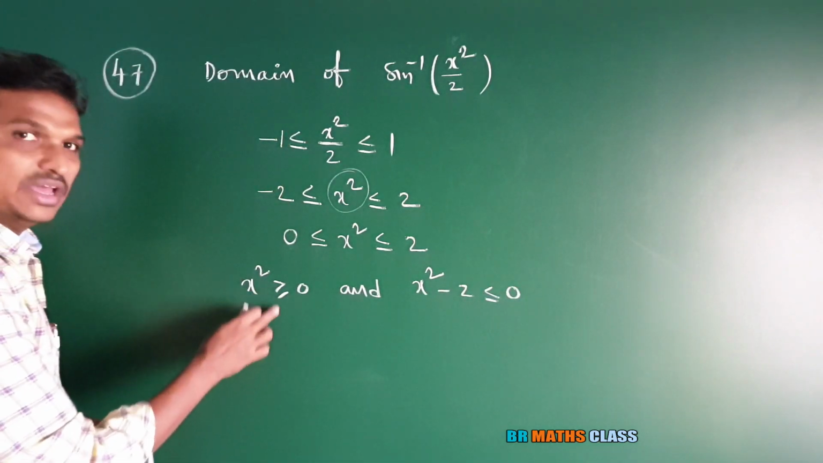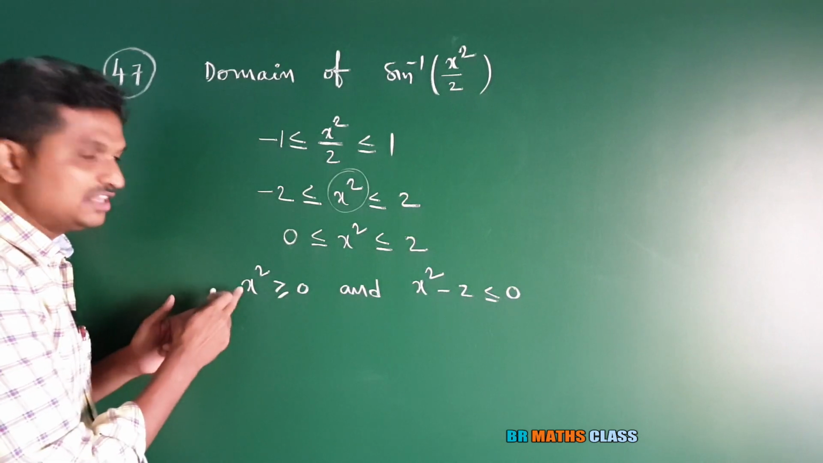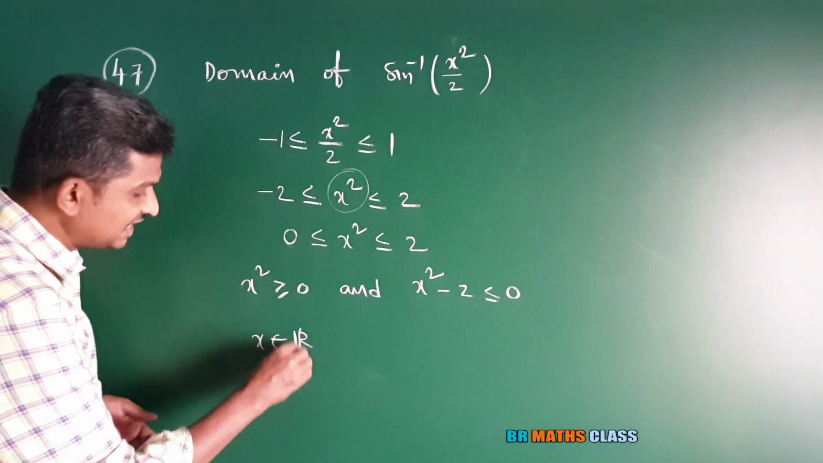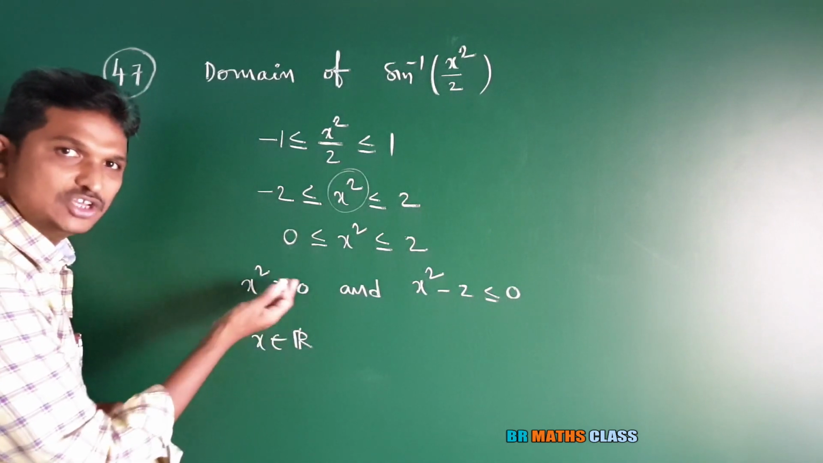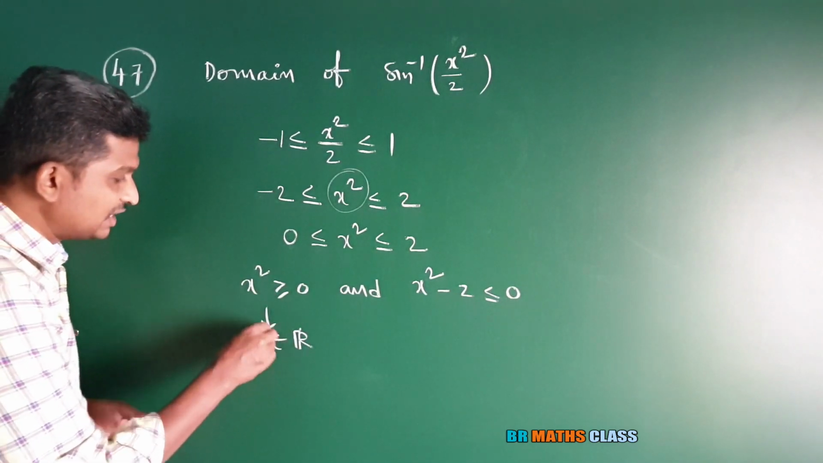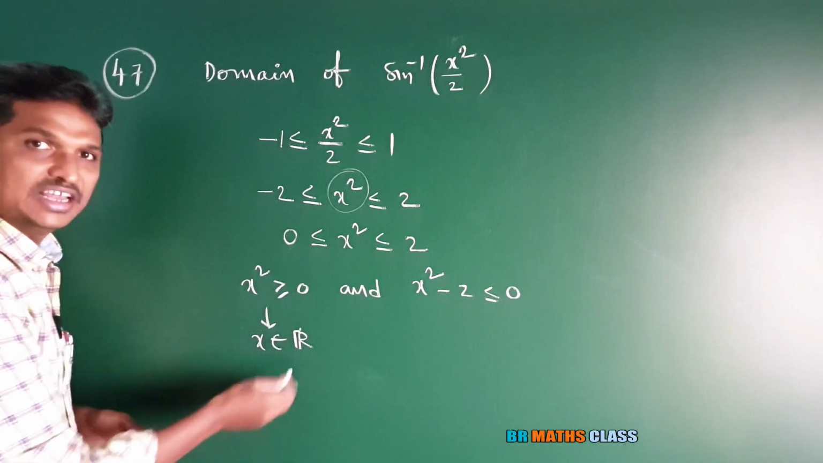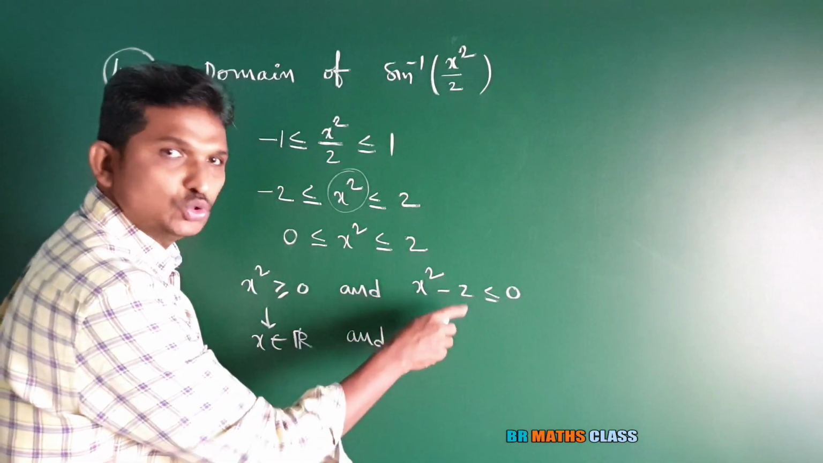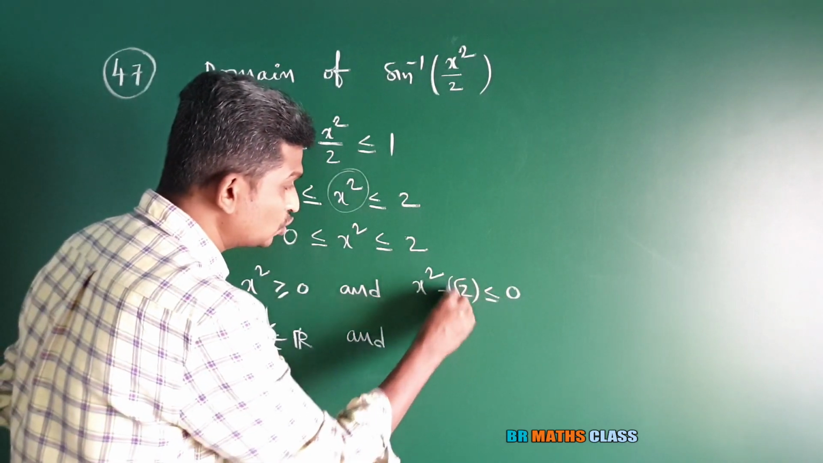Now x square greater than or equal to 0. For what x values is x square greater than or equal to 0? You can take x is any real number, which will be greater than 0 or equal to 0. What are the x values satisfying this inequality? Any real number satisfies this inequality. Okay. And you observe here 2 is there. This 2 can be written as root 2 whole square.